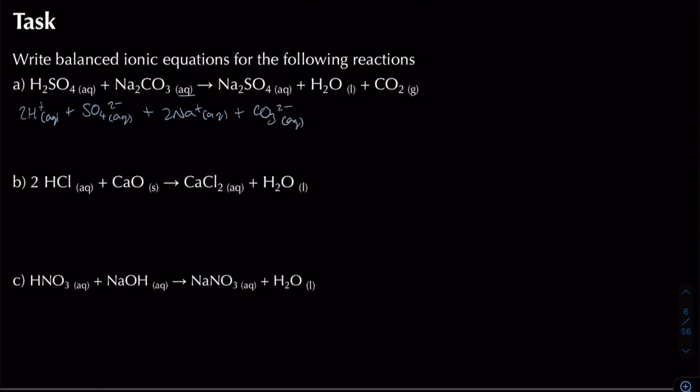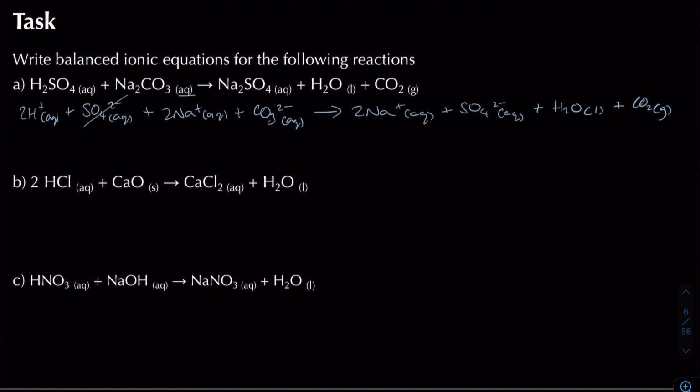So what about our products? And in that case, we're going to end up with 2 lots of sodium ions again over here, and then we're going to have sulfate ions, which is going to be SO4 2-, and then we're going to have water and carbon dioxide as well. And remember, the states of those is going to be water is a liquid and carbon dioxide is going to be a gas itself. Now what we can do is we can actually cancel out what we've got on both sides of the reaction arrow.